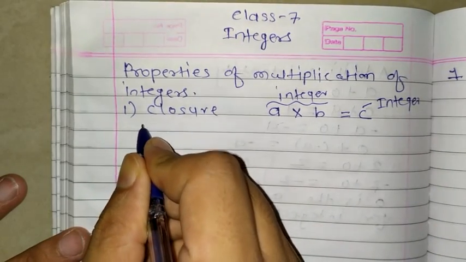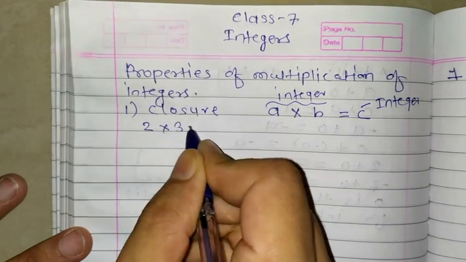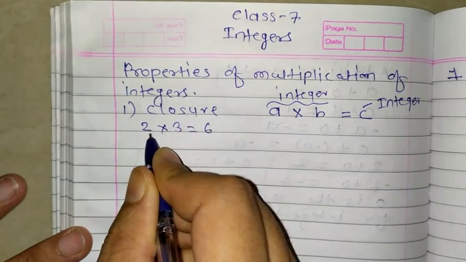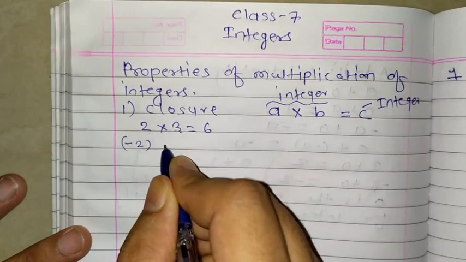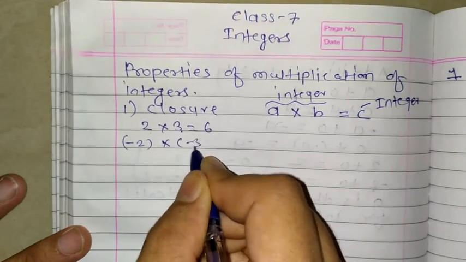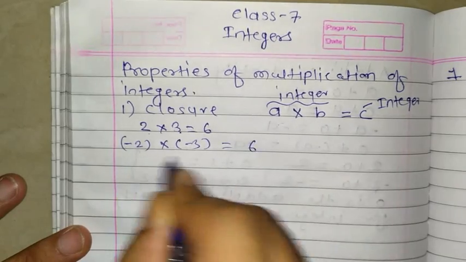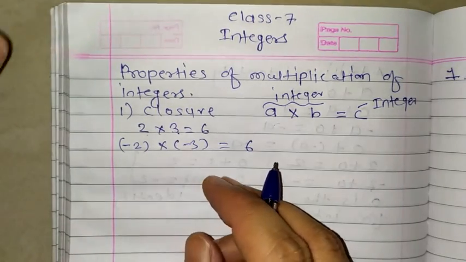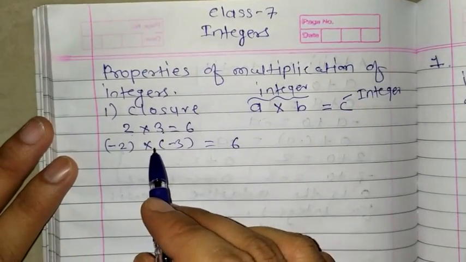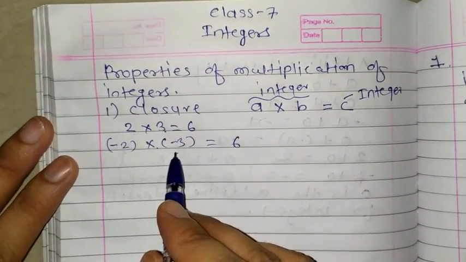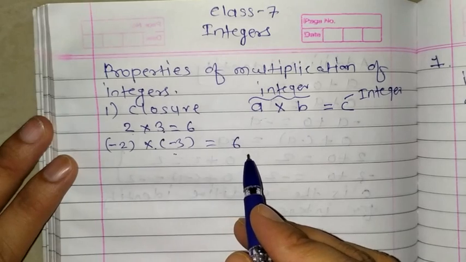So if you take numbers like 2 into 3, we are getting 6. So 2 and 3 are integers, 6 is also an integer. If you take negative integers, then we will get 6 because minus minus gets plus. So our answer is 6. It means that in input we are taking integers, in output also we are getting an integer.